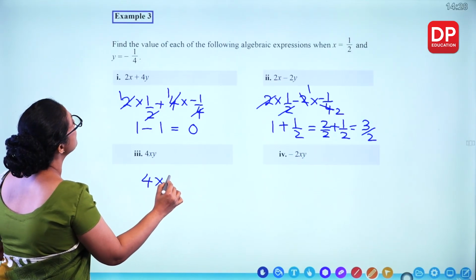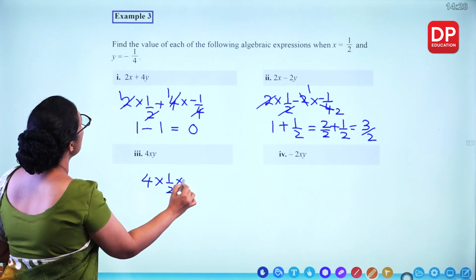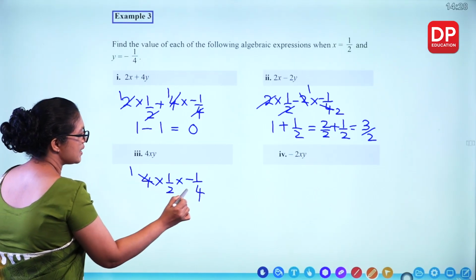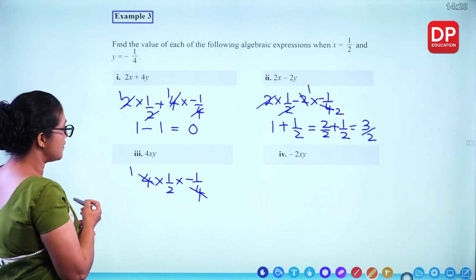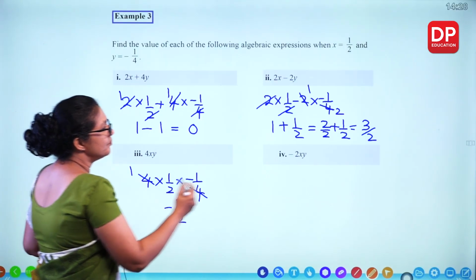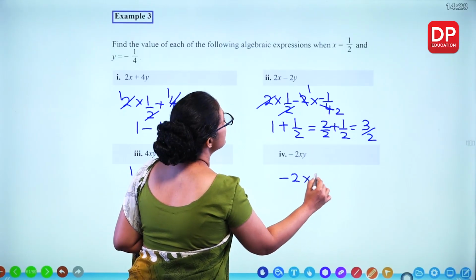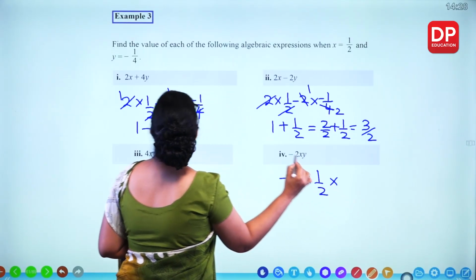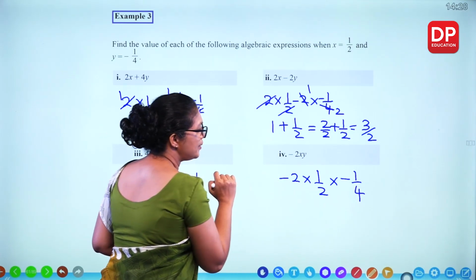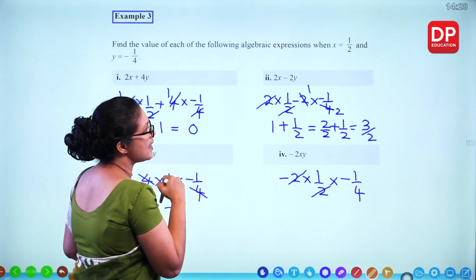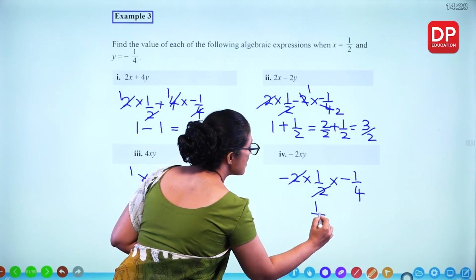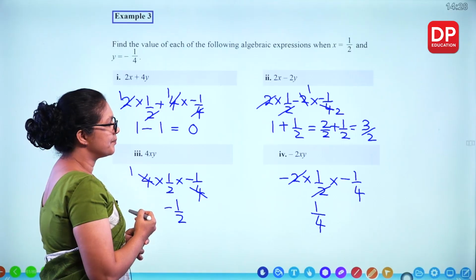4xy. 4 times half times minus 1 over 4. Here 4 get cancelled out with this 4. So what's the remaining part? Minus half. Minus 2, x is half, and y equals minus 1 over 4. So here 2 get cancelled out. So minus minus plus, plus 1/4.